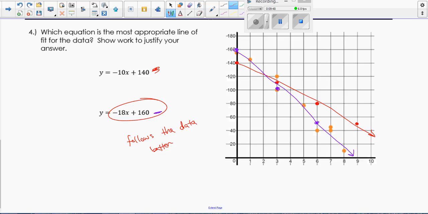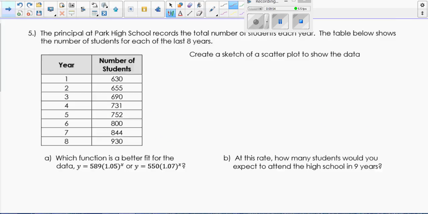Alright, so now we're actually going to get into using our calculator to do this. It's kind of a pain when we have to do it, but our calculator can do it for us.